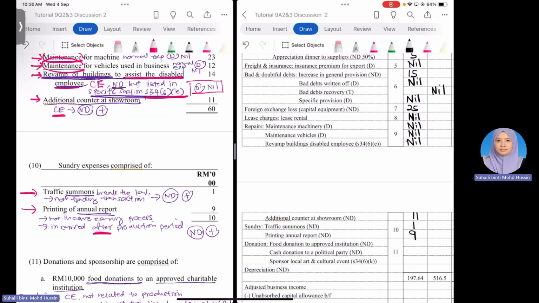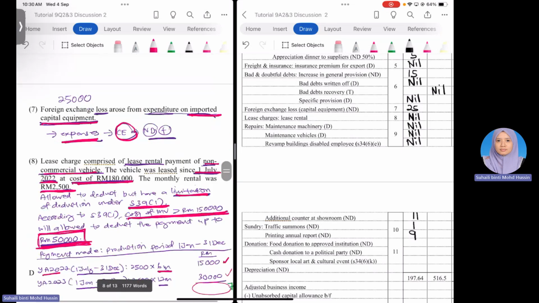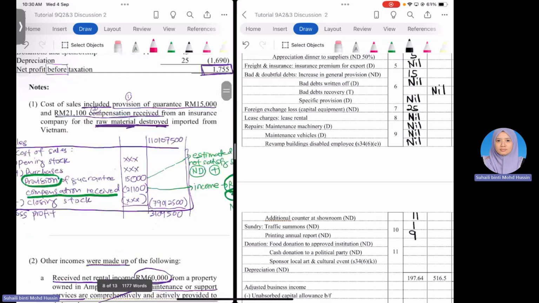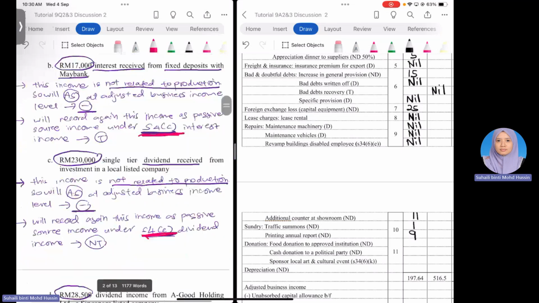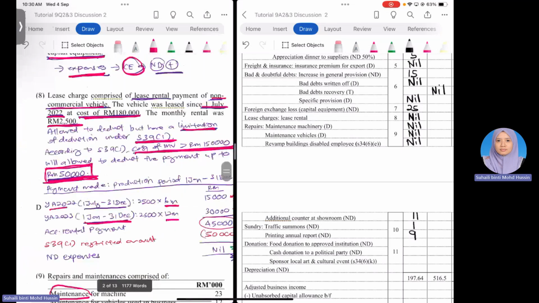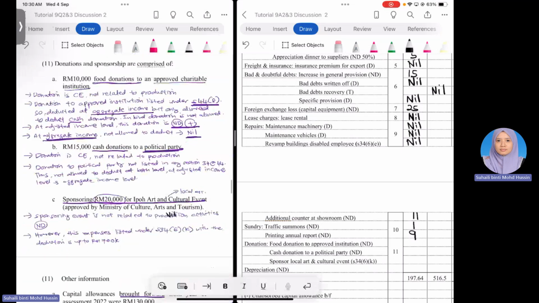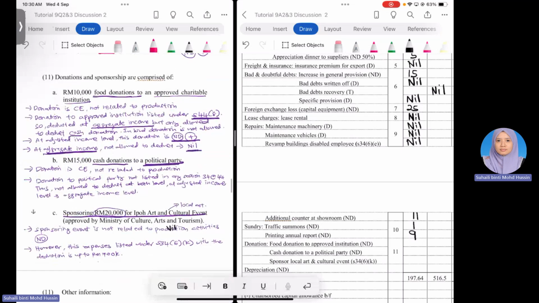Okay, number 10. Number 11. Right, number 11, donation and sponsorship. You deduct in SOCI 45,000 ringgit. So we see in detail what the company made payment for donation and sponsorship. The company made donation and sponsorship for 3 items: 11A, 11B and 11C.